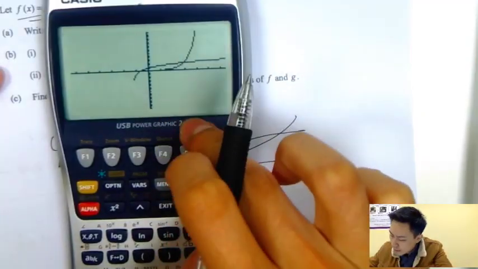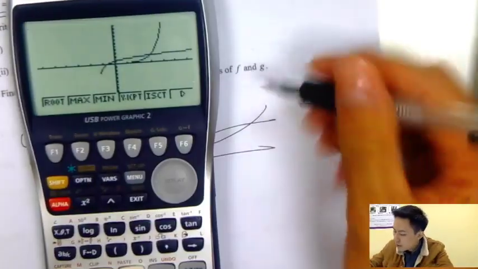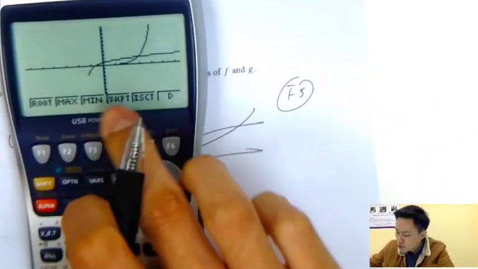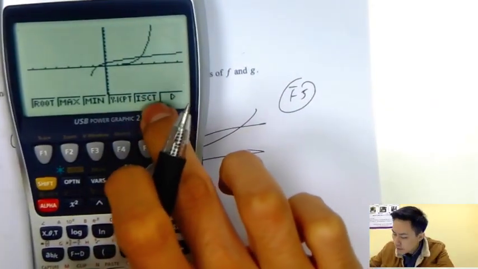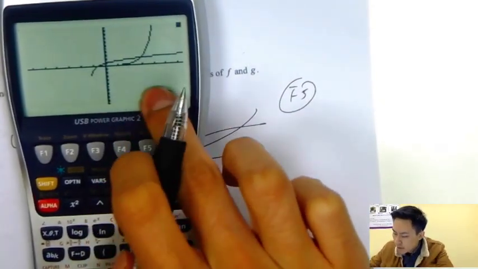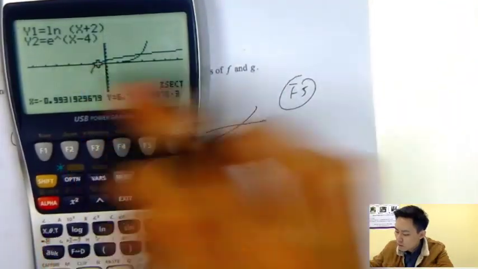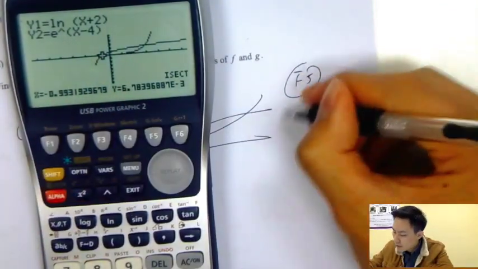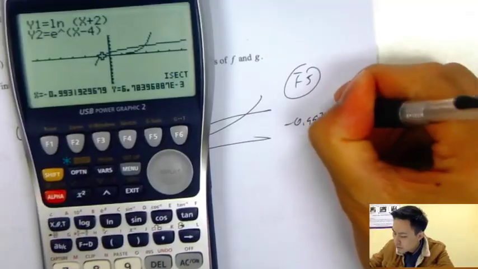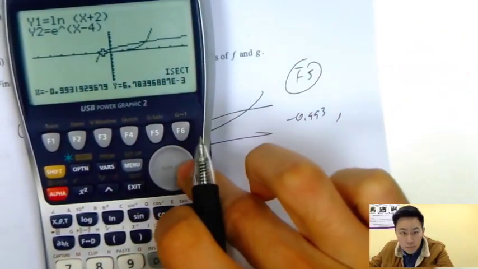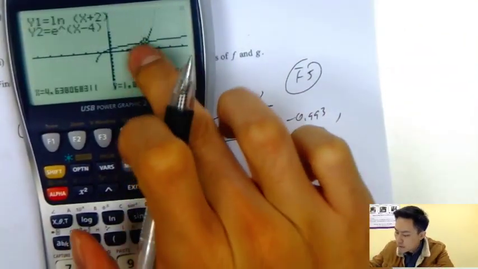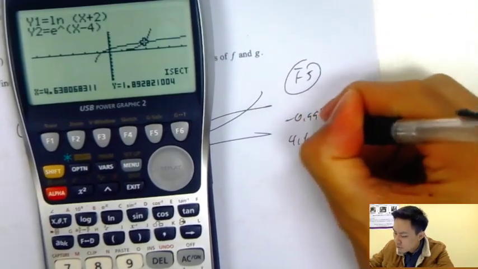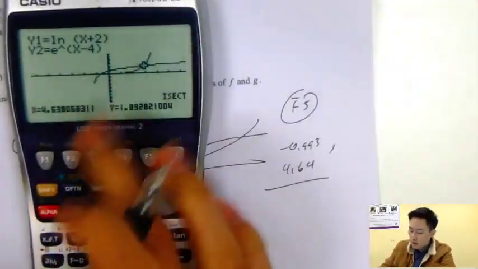For Casio, you have to go to F5, which is G-Solve, and then you can see this button is called intersection. We go to intersection, and then you will find the first one, x is equal to negative 0.993. For the second one, you press right, and then you see 4.64. That is the intersection.